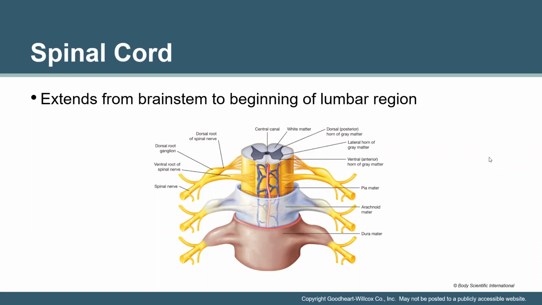So let's walk through then the parts of the spinal cord. You can see first off, the layers of the meninges, they're going to be the same as in the brain. You have the dura mater, which is the most external layer, then the arachnoid mater, which will anchor into the pia mater, which is right up against the spinal cord.